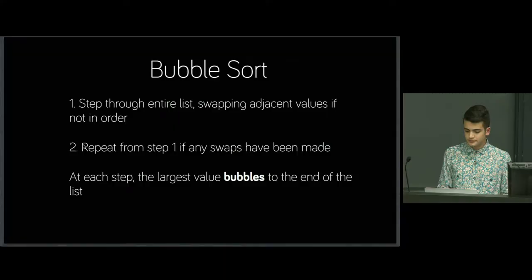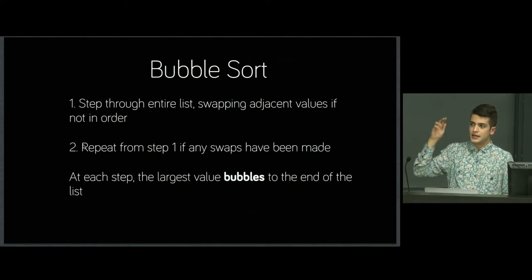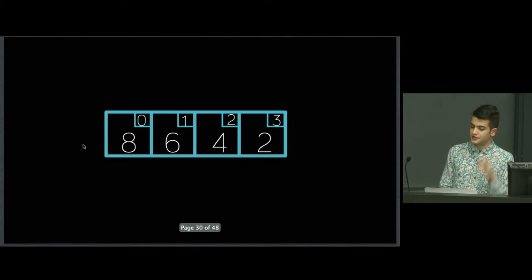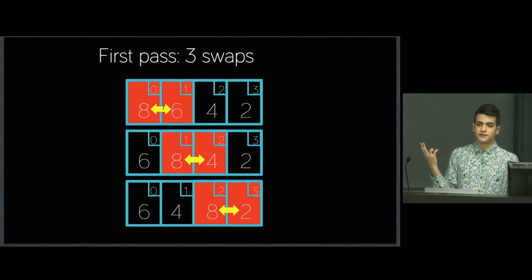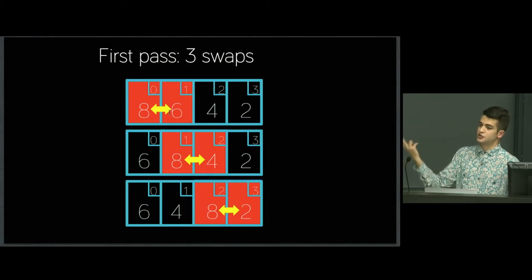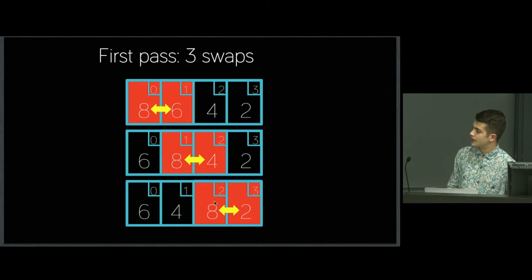Bubble sort. We call it bubble sort because you go through the list. It's actually better if I just show you like this. You go through the list, compare adjacent numbers, and swap their positions if they're not in the right order. So here, for example, you have 8 and 6. You know that the sorted order would actually be 6 and 8, right? So you swap their order. Then I see 8 and 4 here, and I do the same thing. I swap again. And finally, 2 and 8, I also swap them.